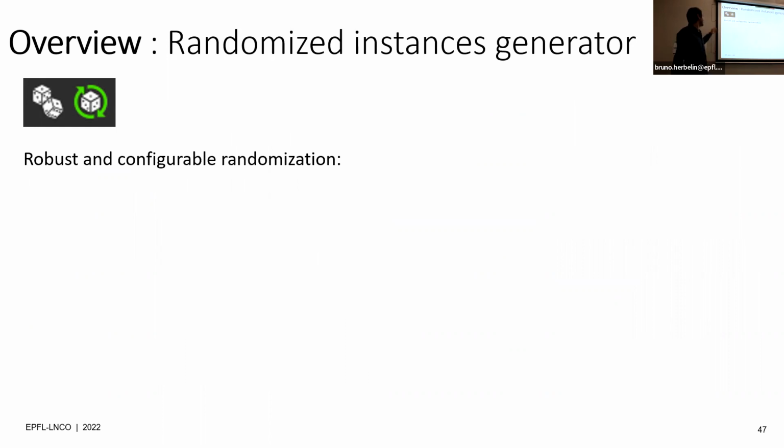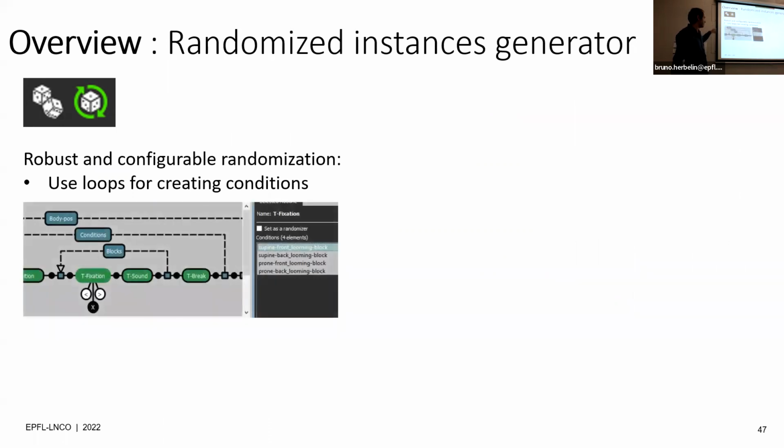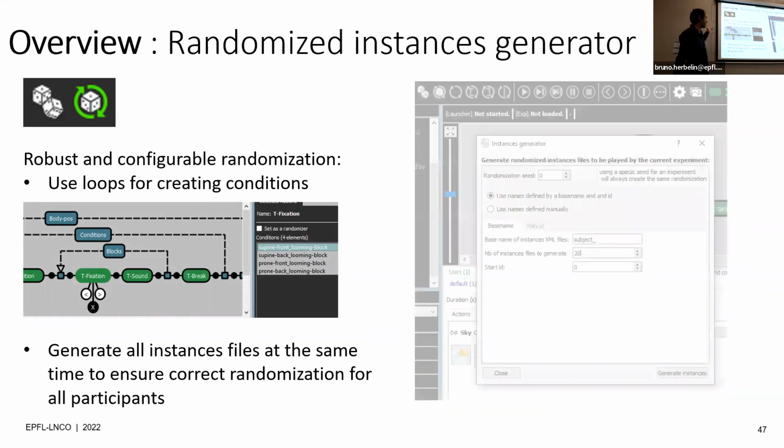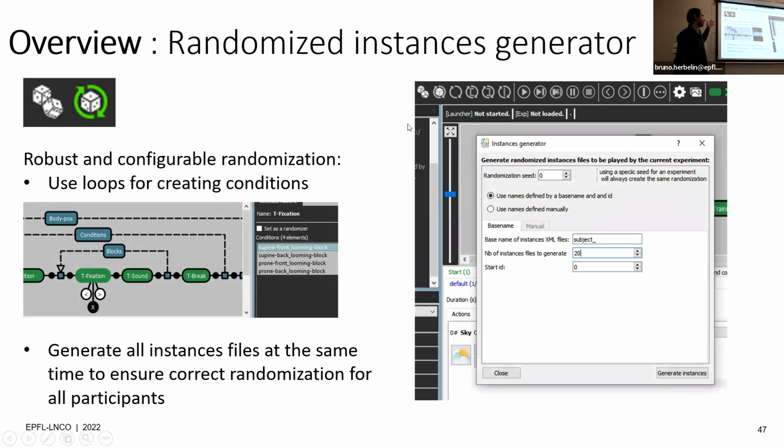Randomized instance generator. By using this button, we can define our instances. Let's say we have this condition here. We want to generate instance types for every subject, and we have this window. We define the seed, the number of instances we want, and the base name, and we will generate a list of instance types. After, we will use this button to load a specific one.